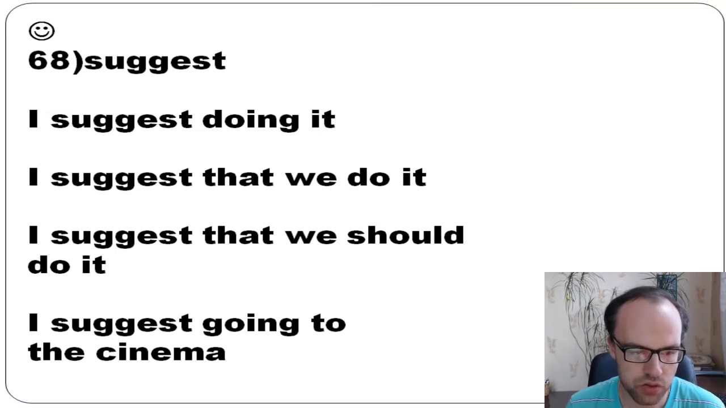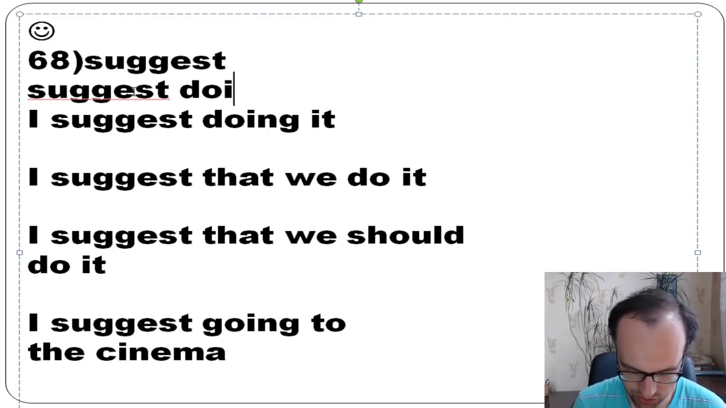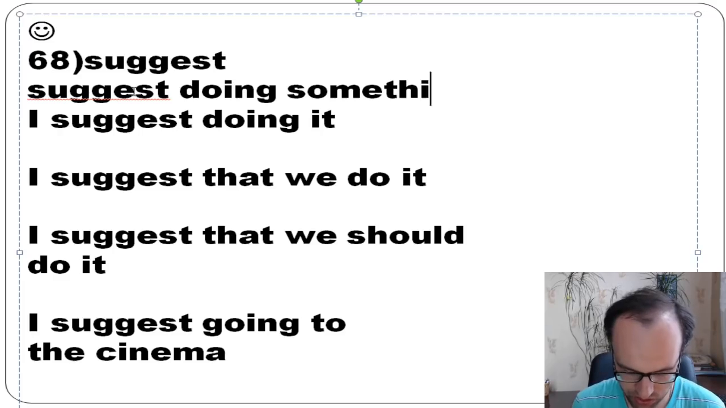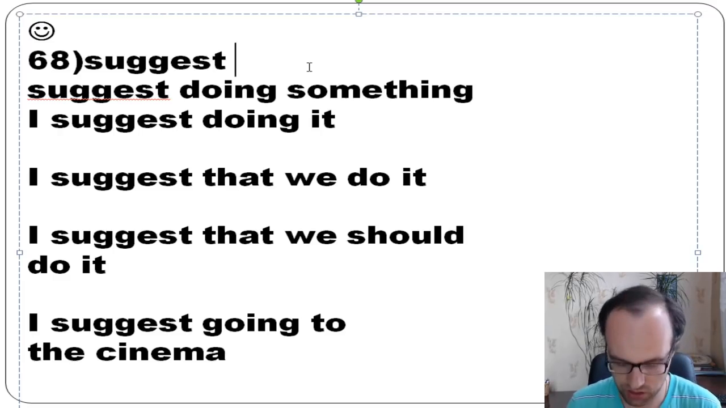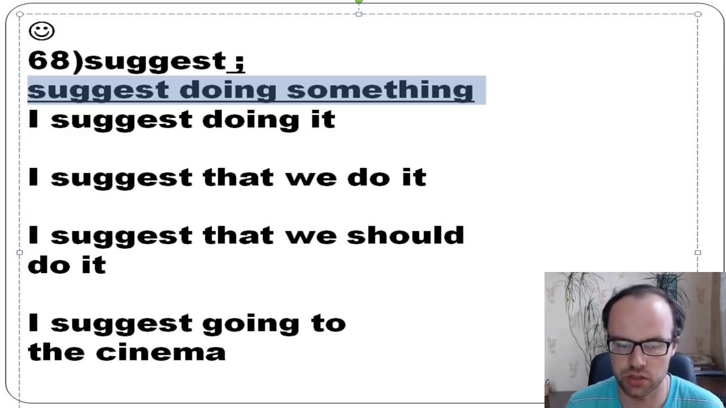Well, what about suggest? You know that we often use it when we speak, and students make mistakes with this word again and again. We say suggest doing something, okay? So suggest doing something. Please remember it. Suggest doing something, okay? I suggest doing it, okay? So I suggest doing it.